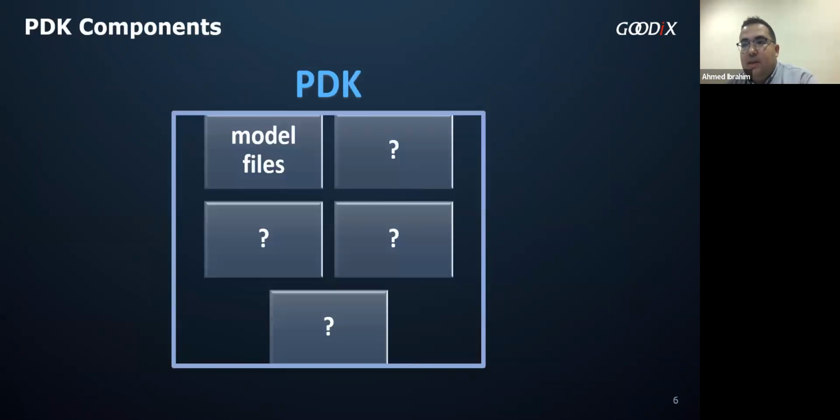So the first element we have here that we will add to our BDK is the model files, which will be used by Spectre, Spice, or Eldo, the widely used commercial simulators.